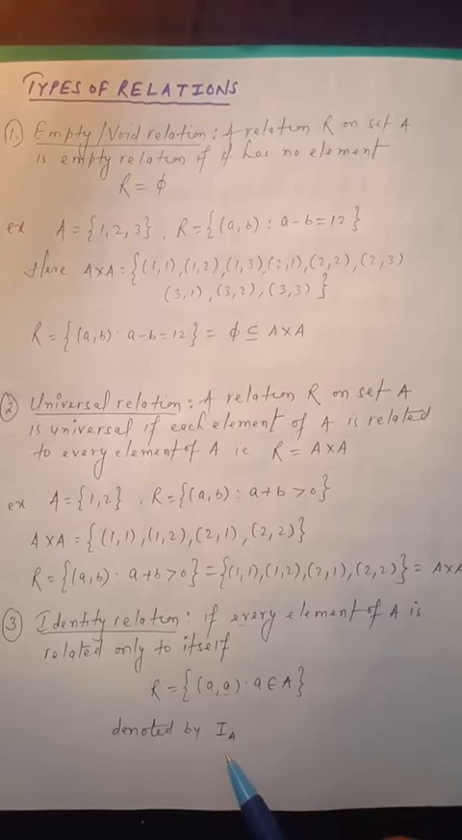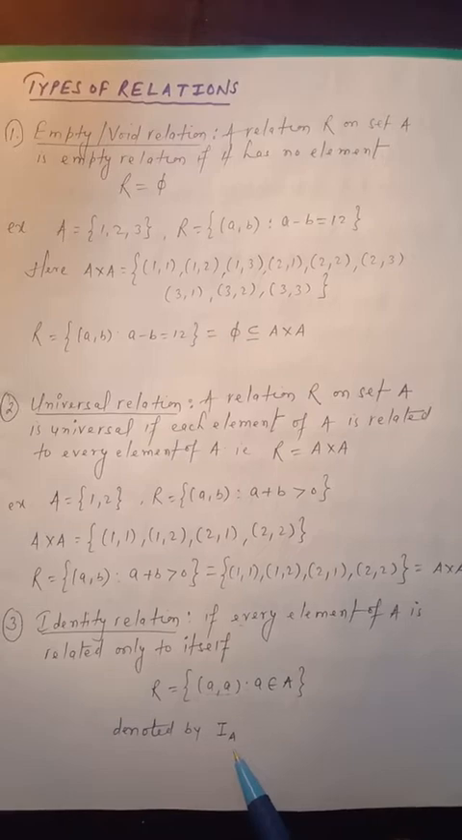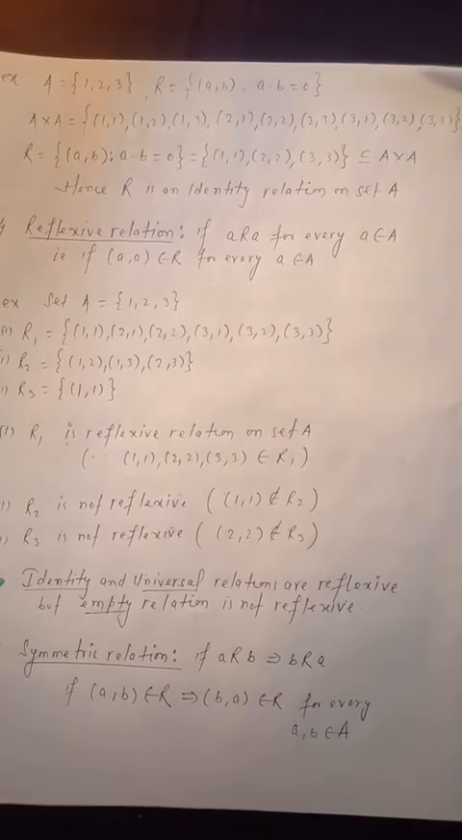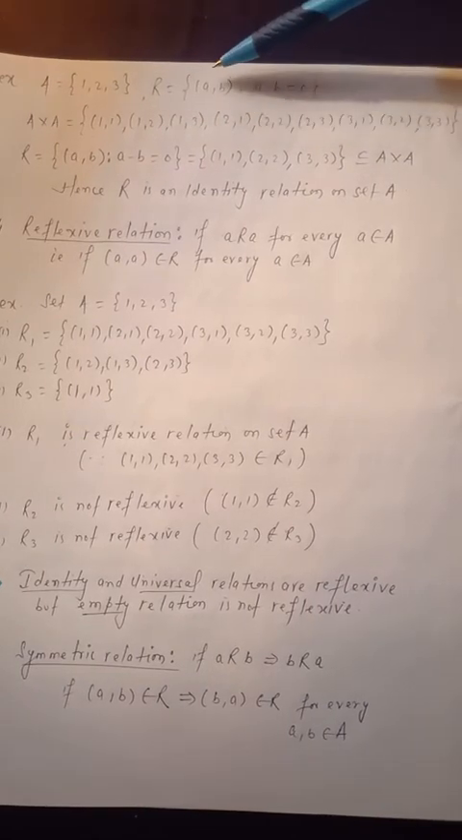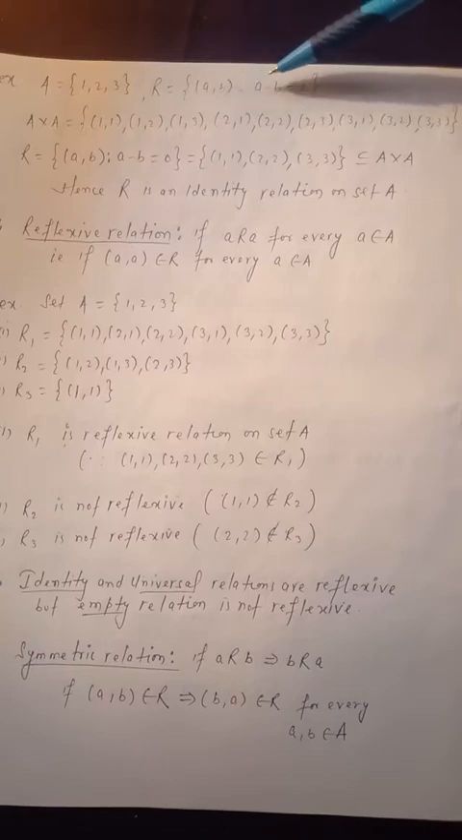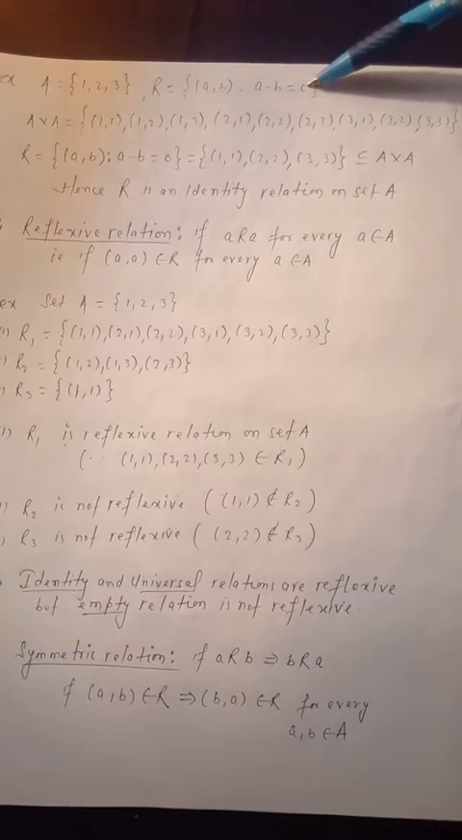I'm taking one example. Its representation is I_A. It is the representation of the identity relation, where A means the set. So this is an identity relation on set A. Here is the example of an identity relation where set A is {1, 2, 3} and relation R is represented by (a, b) such that a minus b is 0.